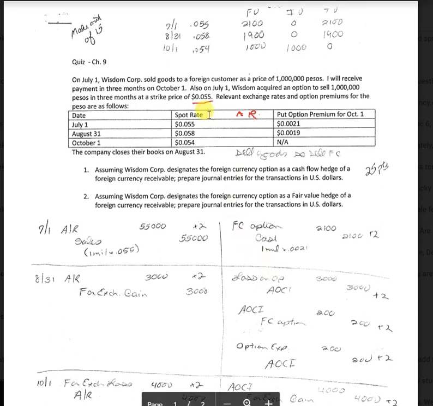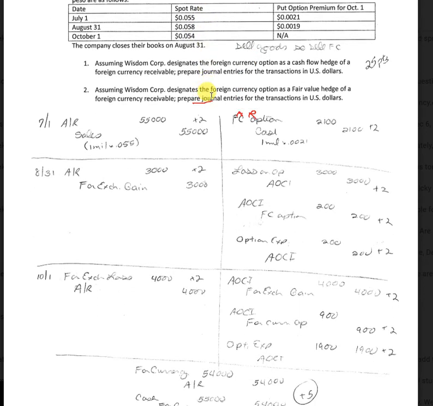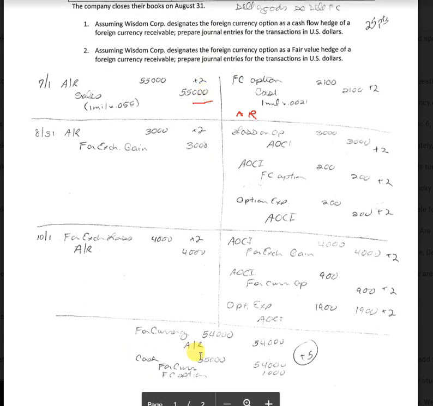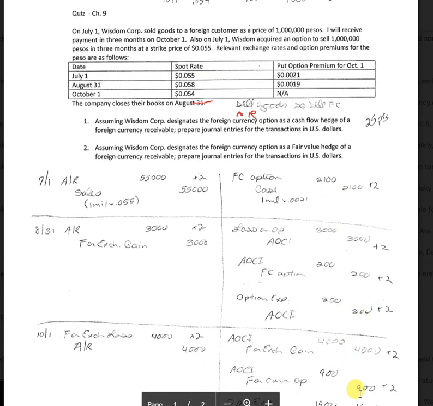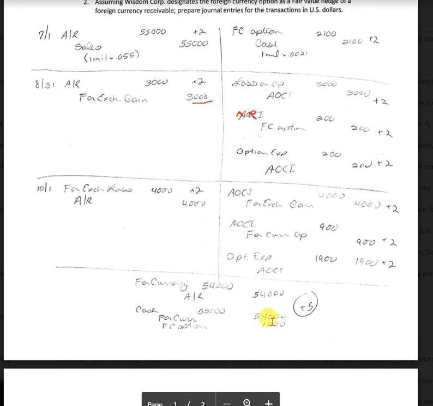I can go back up here and ask myself, am I going to exercise the option? Would I rather sell it for 0.055 or 0.054? I'd rather sell it for 0.055. So I am going to exercise my option. So I get cash. I'm going to sell it for 0.055, so I get cash of 55,000. Give them the foreign currency worth 54,000, and the option is sitting at 1,000 right here. I've adjusted it from 2,100 down by 200 and down by another 900. So it's sitting on my books for 1,000. And so I get that off my books.